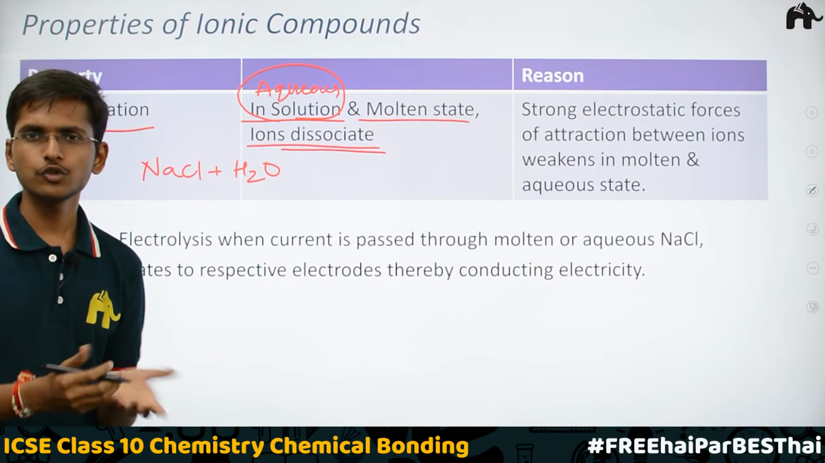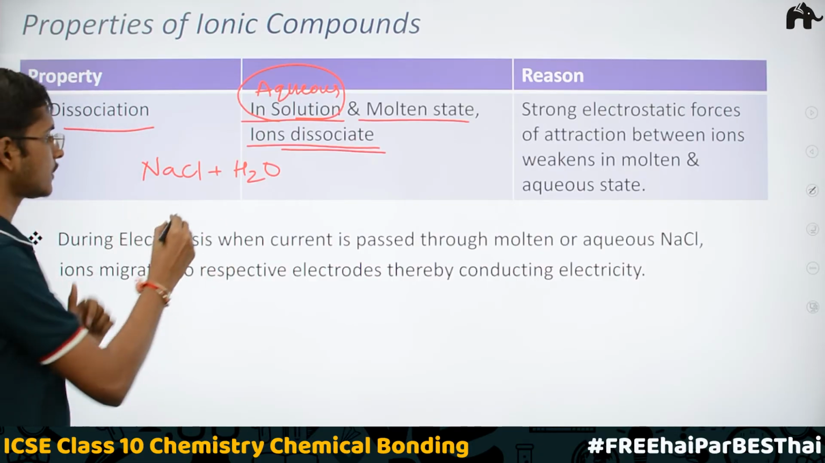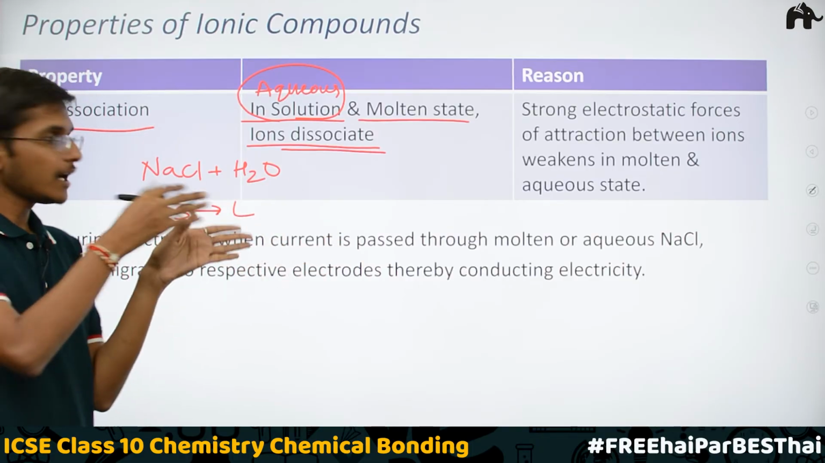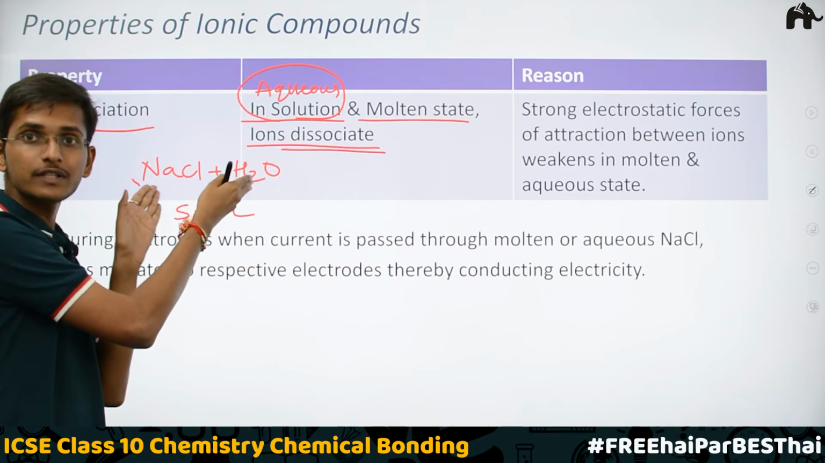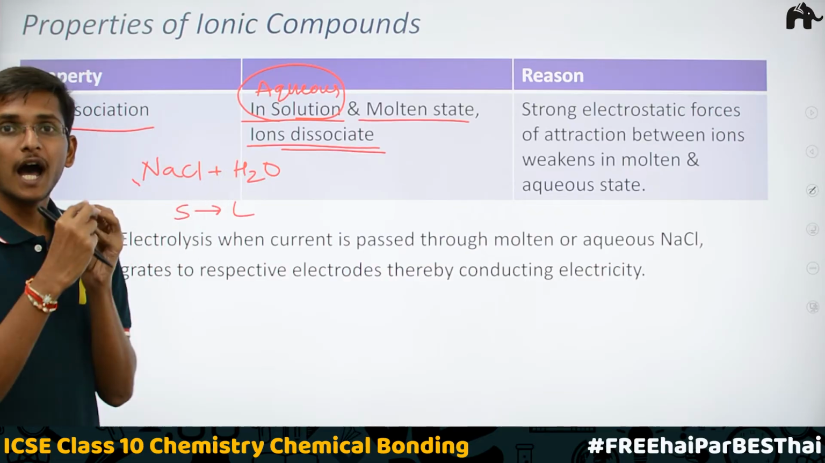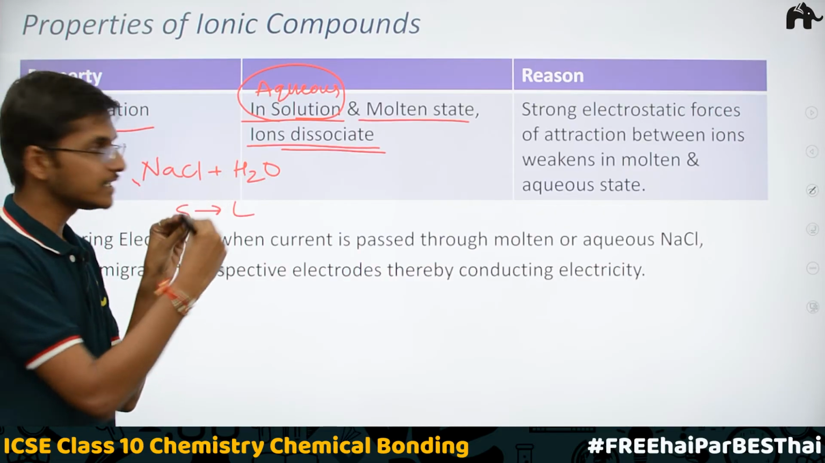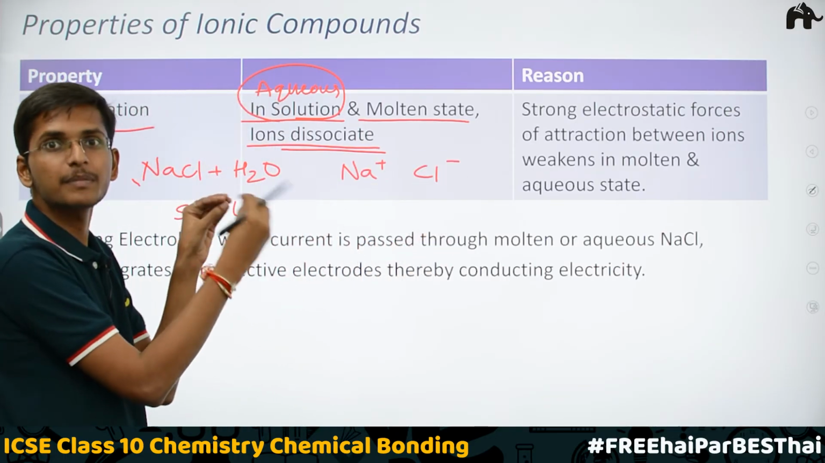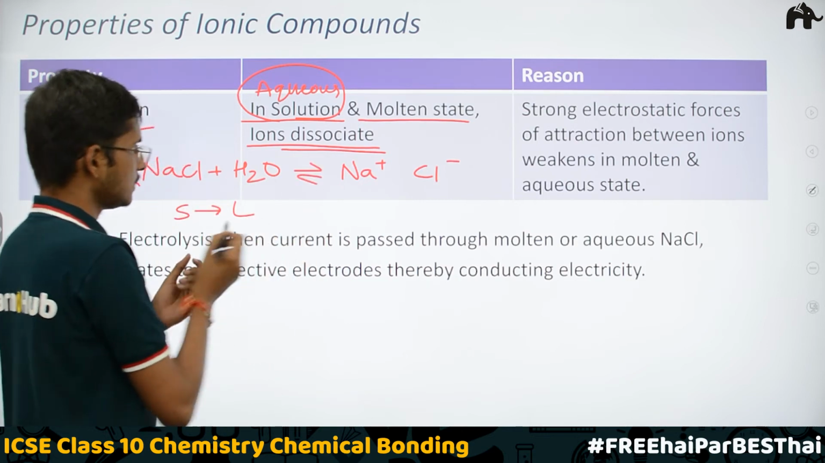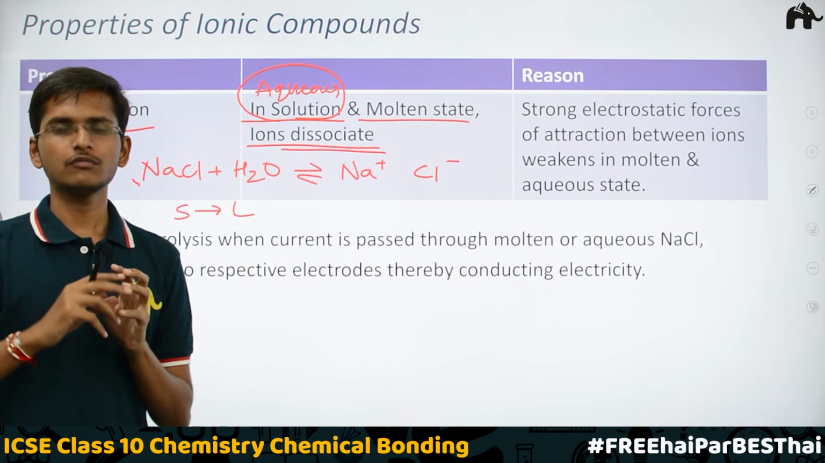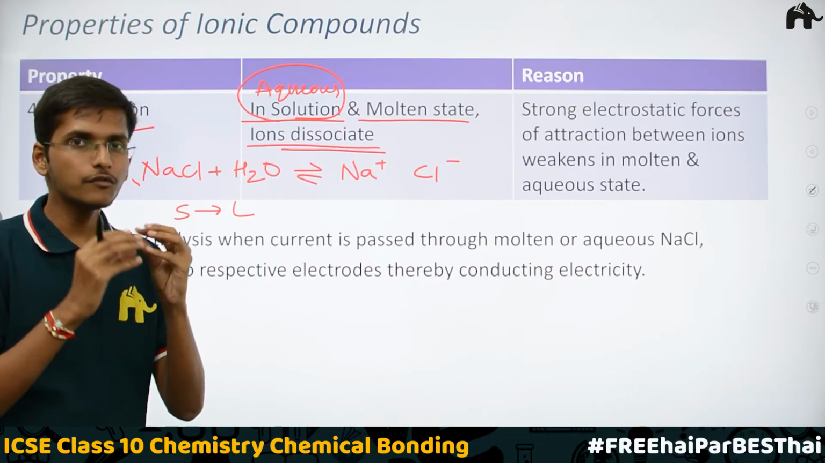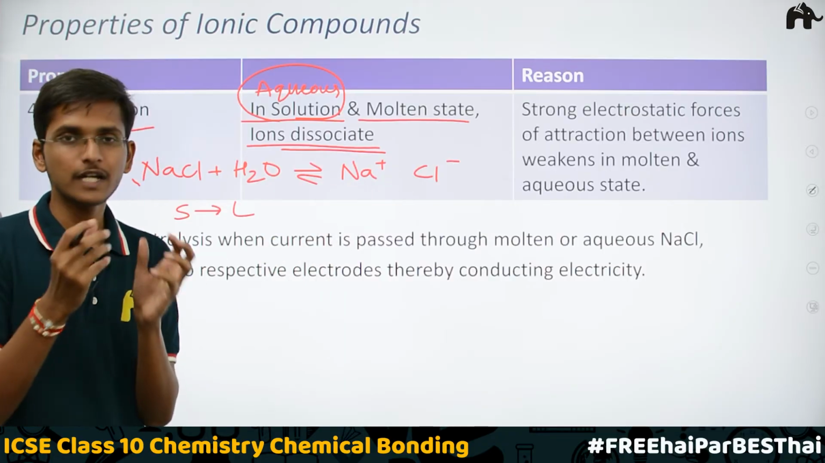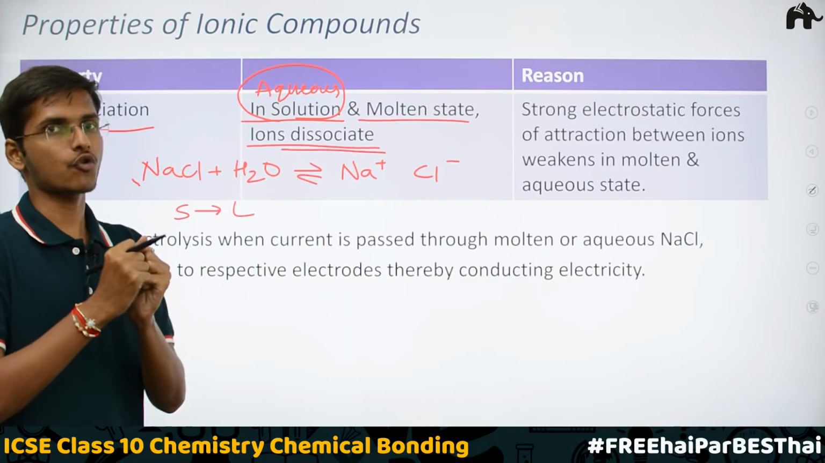And the molten state, we already know: if I convert the NaCl from solid state to liquid state, the liquid state is called the molten state. Now in this molten state and in this aqueous solution, what is happening? Ions are dissociating, ions are getting separated. This means that Na+ and Cl- ions are getting separated. In both these cases, this means that they are now free to move. You have to remember this thing. If they are separated, then they are free to move. They are not bonded to each other very strongly now.